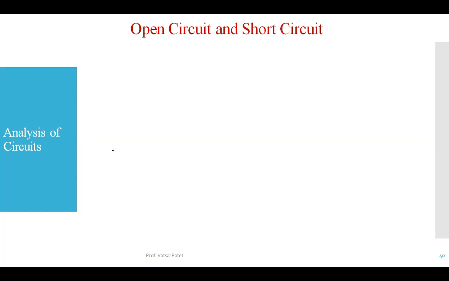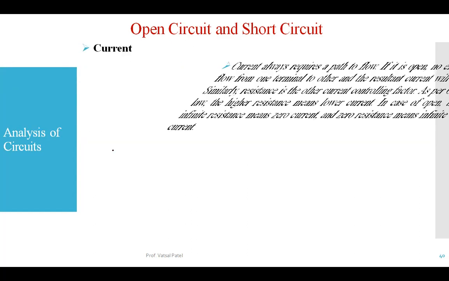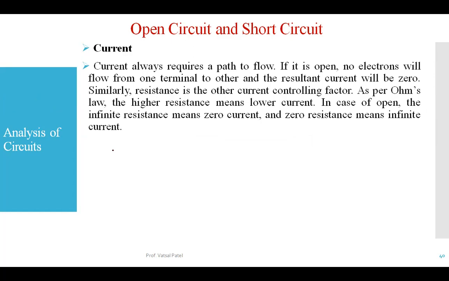Now, when you talk about the current, as I discussed with you, current always requires a closed loop path. So if it is open, no electron will flow from one terminal to the other terminal. That means the resultant current is equal to zero. Understood? I will speak a little louder. Now it is perfect, yes or no?